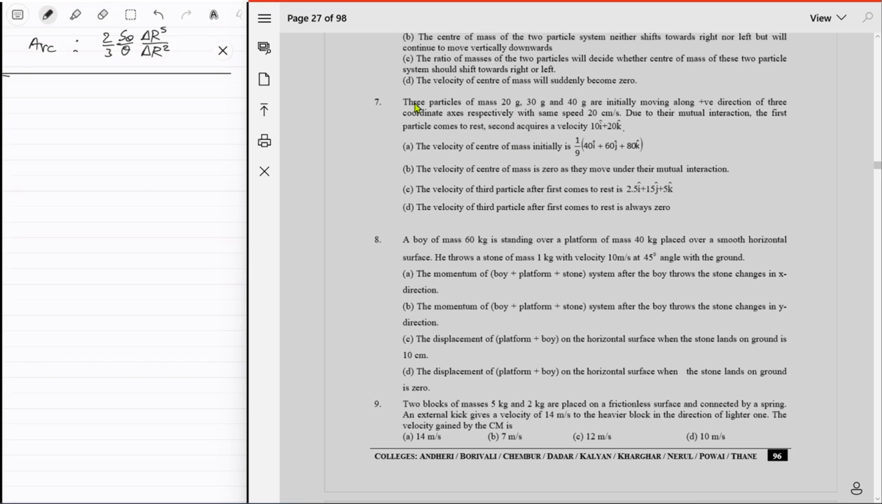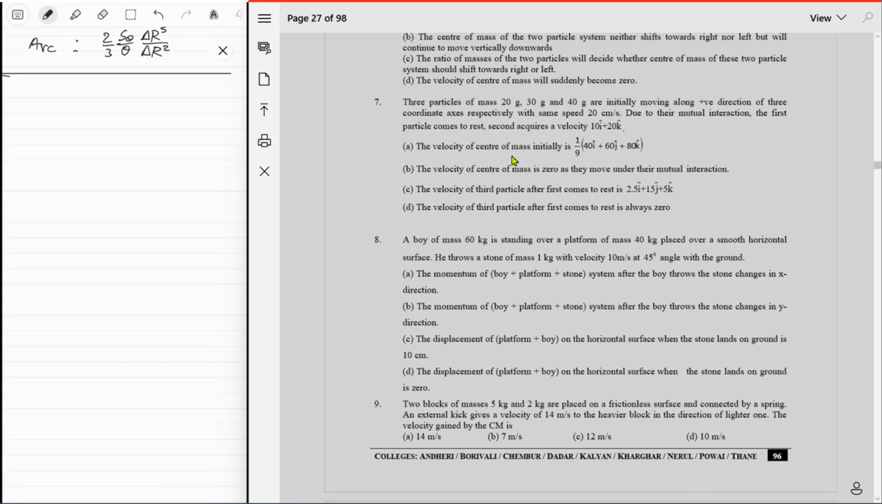Three particles of masses something, something, something, initially moving along the positive direction of three coordinates at 20 centimeters per second. Due to their mutual interaction, the first particle comes to rest, the second acquires the velocity of this thing. Oh, use conservation of momentum. Is this too simple, isn't it? Okay, their masses are given. What ratio? Just 2 is to 3 is to 4, right?